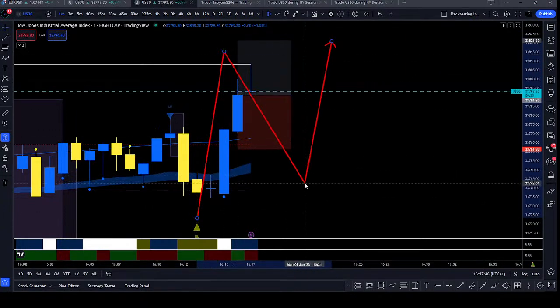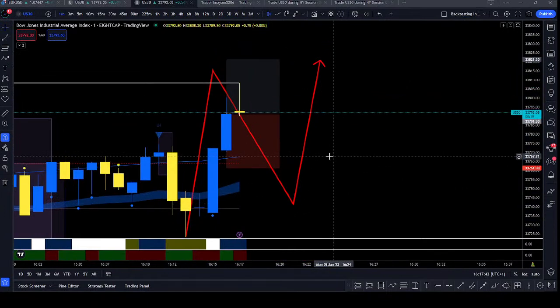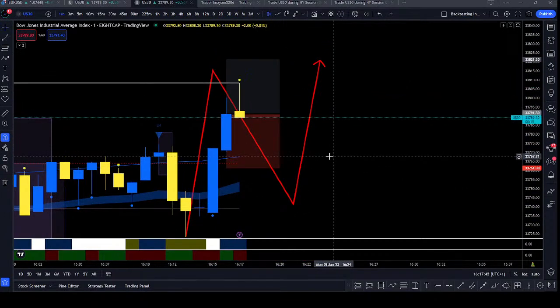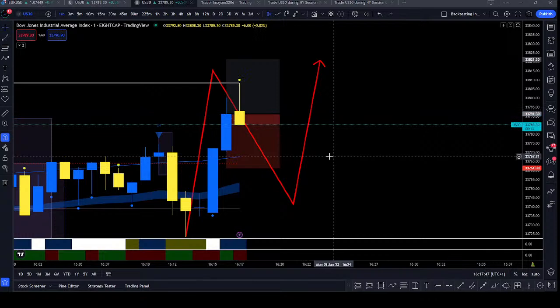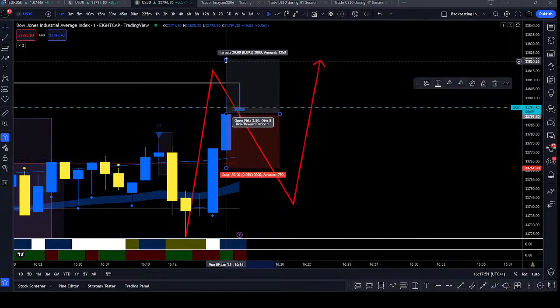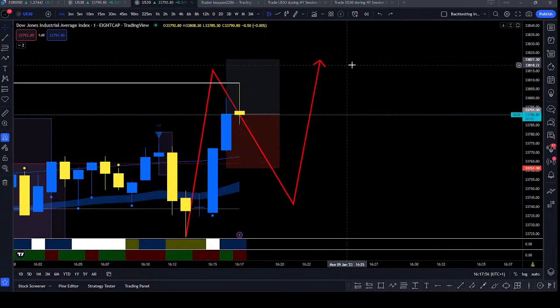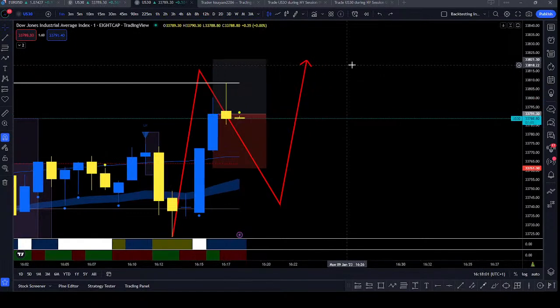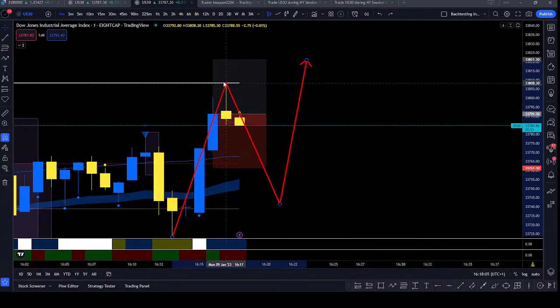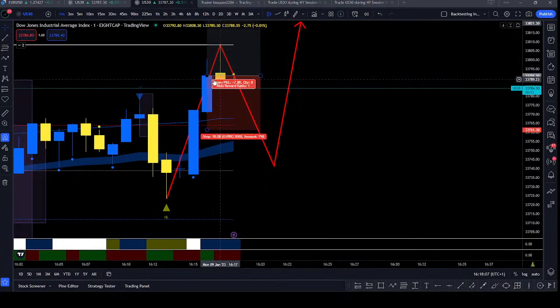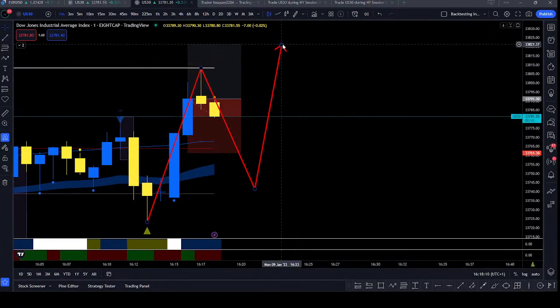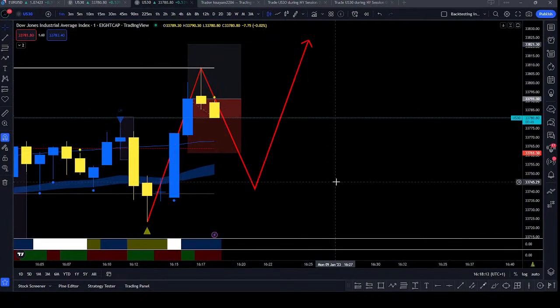First leg is not complete. You see, it gave you like 10-15 points, something like that. Let me check. We got 17 points, and now it just came back, straight back to the entry level. So this is the first leg right now. Never enter on the first leg. Wait for the second leg and the third leg. That is your confirmation.